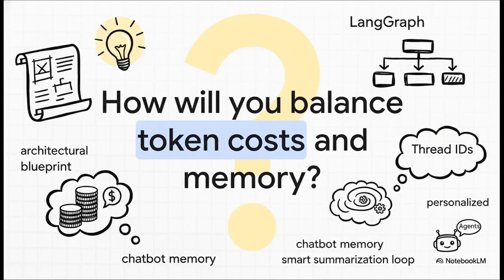So there you have it. You now have the complete architectural blueprint for immortal, cost-effective chatbot memory. You no longer have to choose between going broke on API token costs or having a bot that forgets its own users' names. By leveraging persistent checkpointers, unique thread IDs, and a smart, rolling summarization loop, you can build AI agents that feel incredibly lifelike, deeply personalized, and endlessly capable.